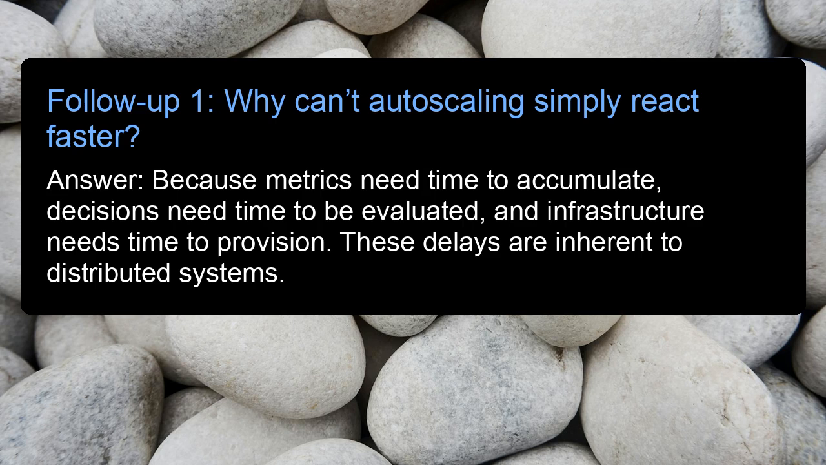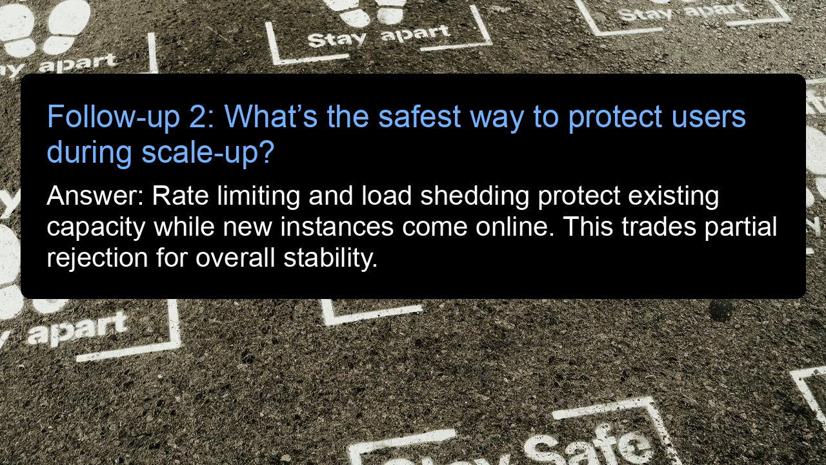Follow-up 1. Why can't auto-scaling simply react faster? Answer: because metrics need time to accumulate, decisions need time to be evaluated, and infrastructure needs time to provision. These delays are inherent to distributed systems. Follow-up 2. What's the safest way to protect users during scale-up? Answer: rate limiting and load shedding protect existing capacity while new instances come online. This trades partial rejection for overall stability.